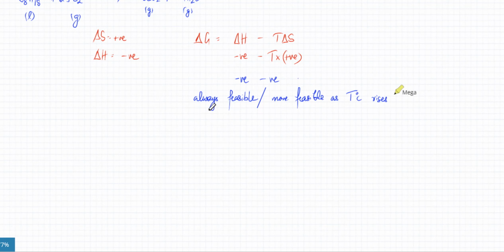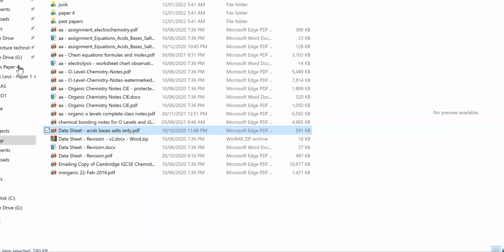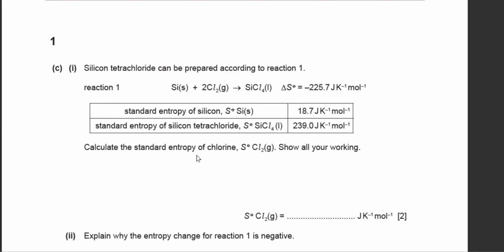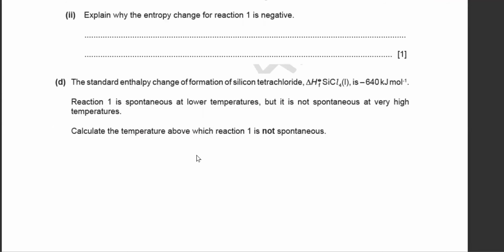Now about this delta G, we'll do just past paper questions. And now we're going to do specific delta G questions with values in them. So over here, he's saying calculate the temperature above which reaction one is not spontaneous. I'm directly jumping to this question. The reaction number one is given.